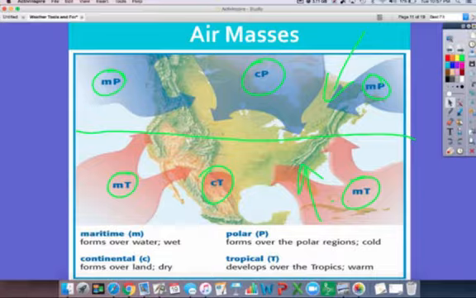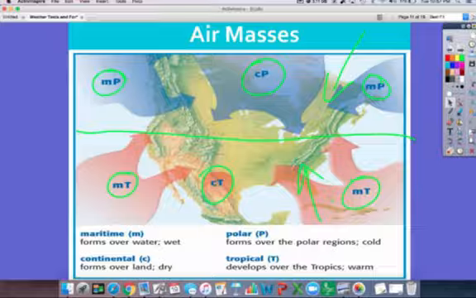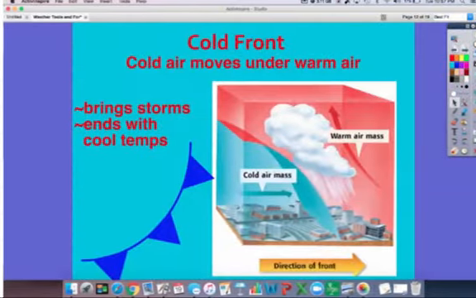Our other two descriptors are polar and tropical. If I'm thinking of polar, I think cold, polar bear. Tropical, I think of vacation, tropical island. So polar is going to be in the northern polar regions, and tropical is going to be closer to the equator in places on Earth that tend to be warmer. So air masses are key because when air masses interact, when they touch, when they collide, this is when we get weather events. And that's what's coming up next.